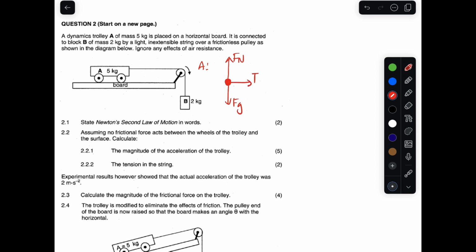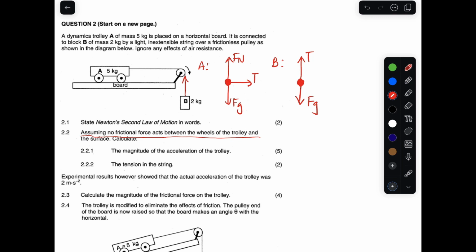Remember guys, there will be no friction here because we are told to assume no frictional force between the wheels of the trolley and the surface. And then the object B, the one that is hanging, the free body diagram. Guys, it's important to draw the free body diagram because it helps you in calculation. We have a tension force there going upwards, and then we have a gravitational force going downwards. Right, now let's calculate.